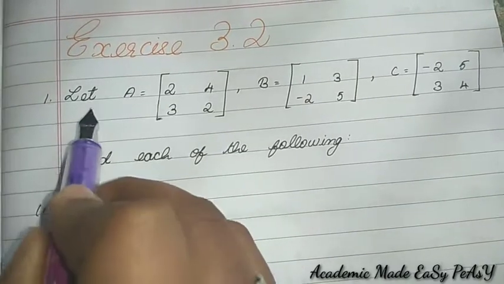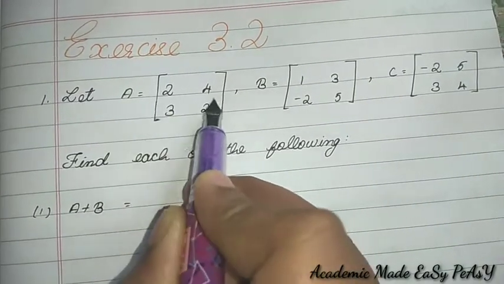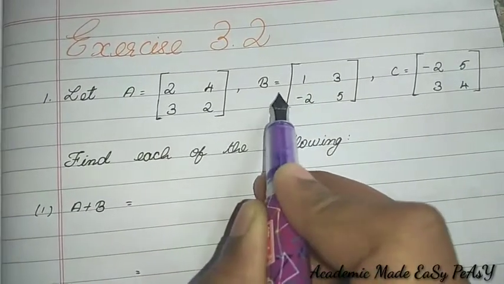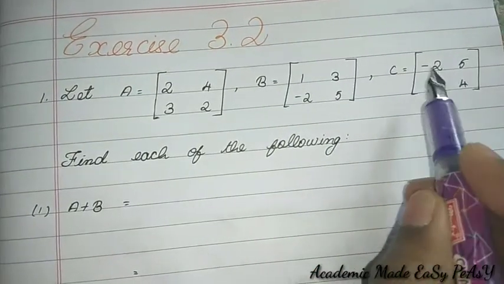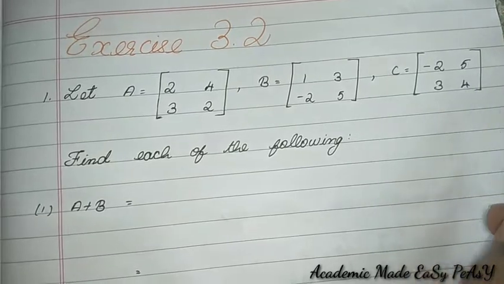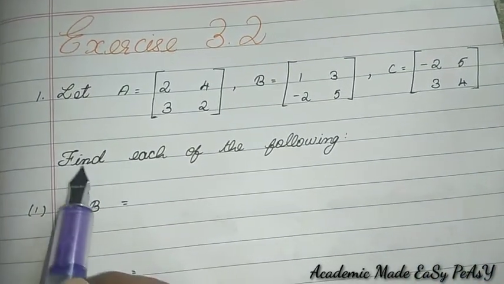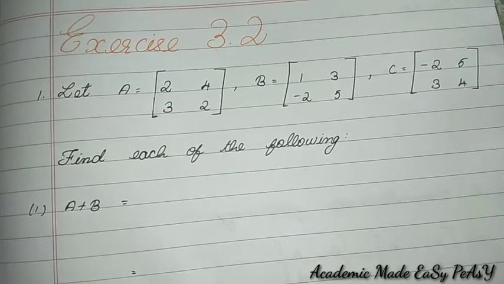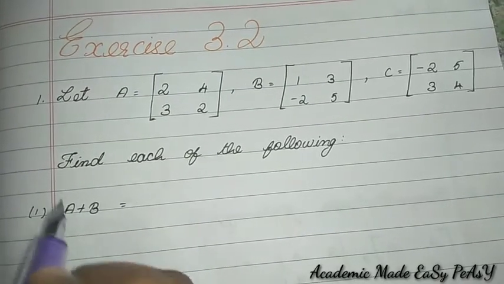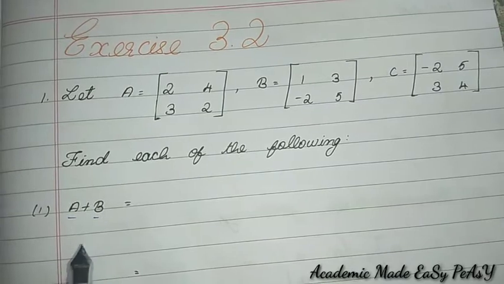Question 1. Let A is equal to 2, 4, 3, 2. B is equal to 1, 3, minus 2, 5. C is equal to minus 2, 5, 3, 4. So now they are asking us to find each of the following. So the subdivisions are given. So now let's move on. And first is A plus B.